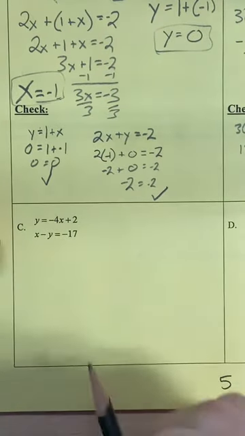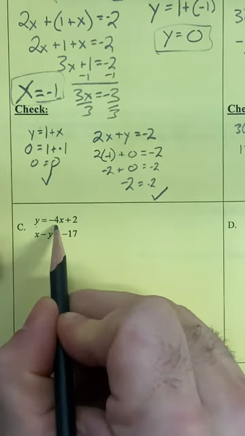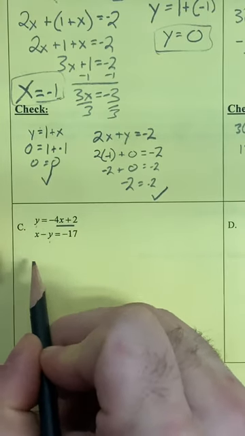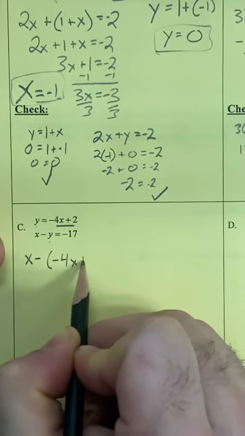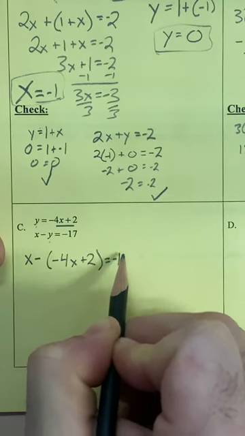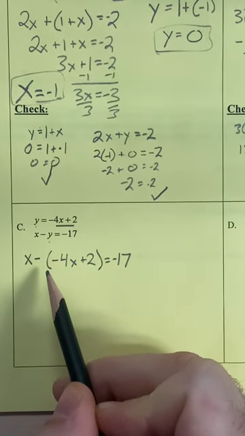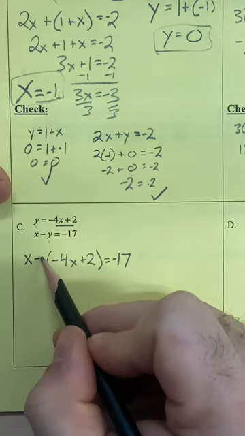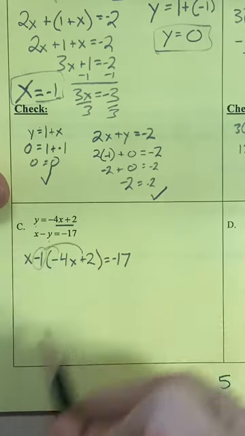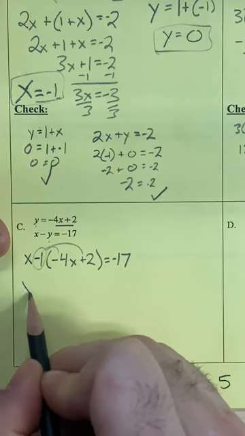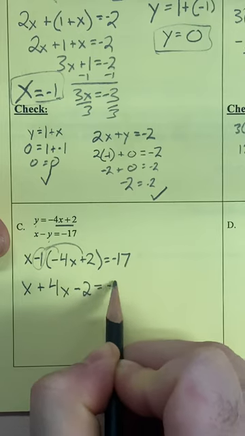All right, so here we go. Example C. This one is solved for y, so I'm going to take this expression and I'm going to replace it for y. x minus (negative 4x plus 2) equals negative 17. This negative sign in front of the parentheses is a common place people make mistakes. We want to remember that that's a negative 1, and we have to distribute the negative 1 to both terms in the parentheses. So x plus 4x minus 2 equals negative 17.